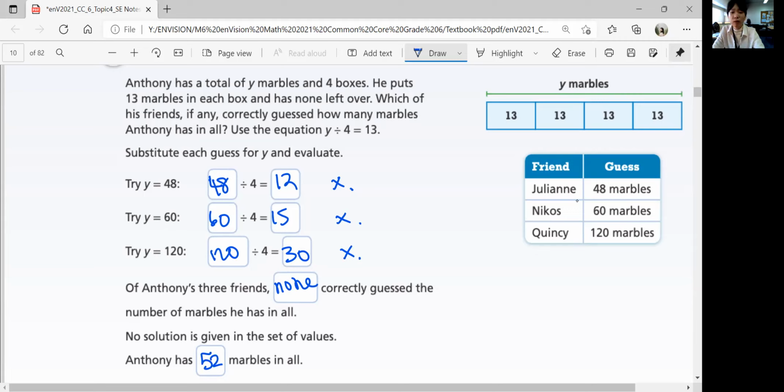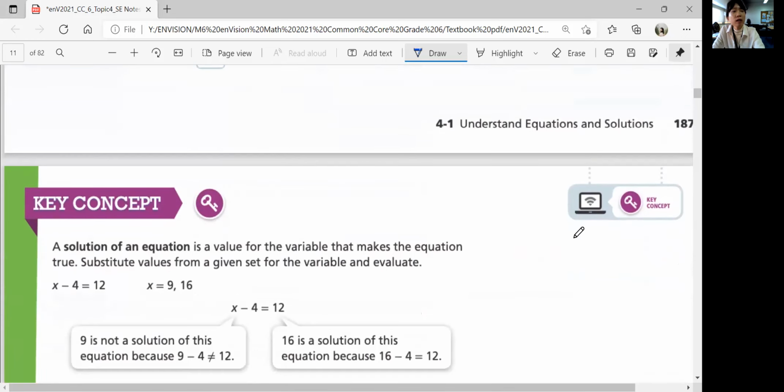So sometimes you have to say none of them has the correct answer. That happens a lot in real life. All right, to summarize our lesson, we learned that a solution of an equation is a value for the variable that makes the equation true. You can substitute values from a given set for the variable and evaluate to see if it makes the equation true.